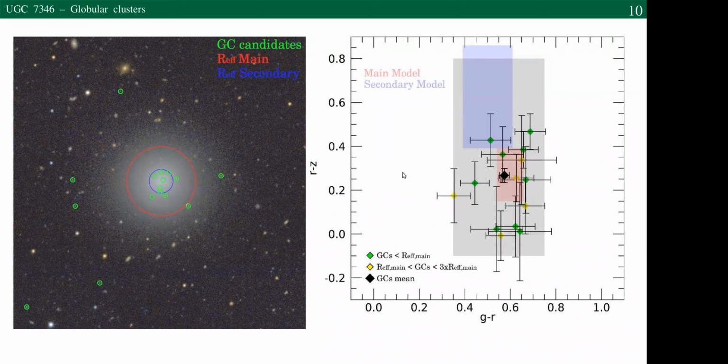And I also plotted here the mean color of the globular clusters. And as you can see, the colors of the globulars are only compatible with the color of the main dominant component. So this shows that the globular clusters belong to the main red stellar component, which is as expected, given that this is the dominant and more massive stellar component of the merger.